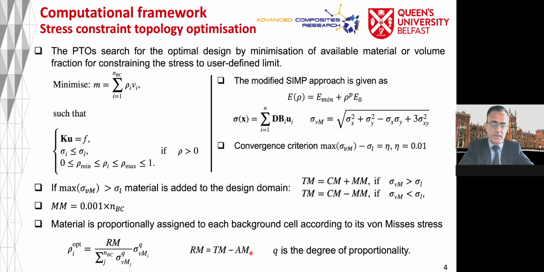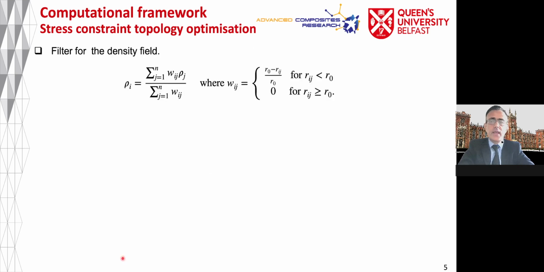And Q here is the degree of proportionality, which is a parameter, and we can change Q to vary this equation. Finally, we also use the density filter using this equation here. W is the weight function, and we are using a cone type of weight function here.